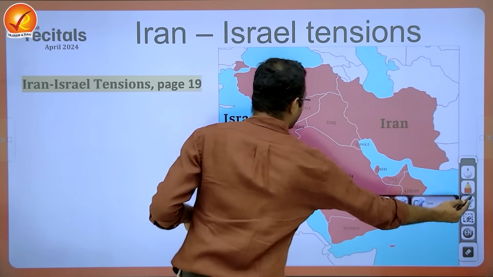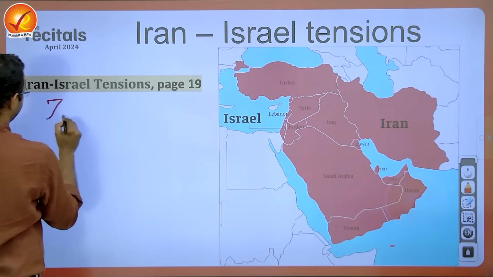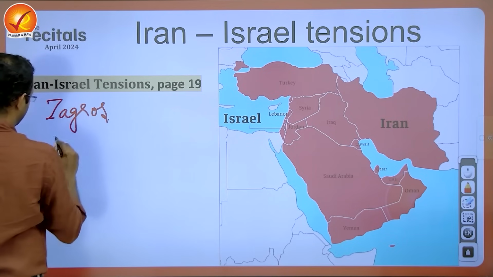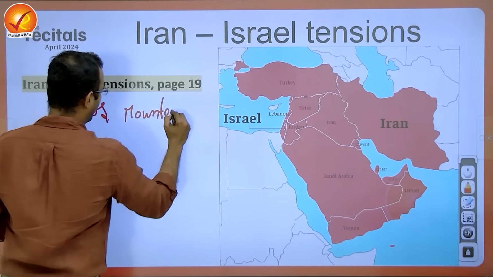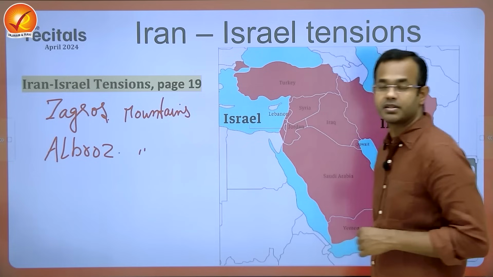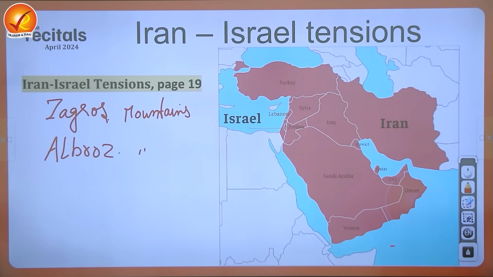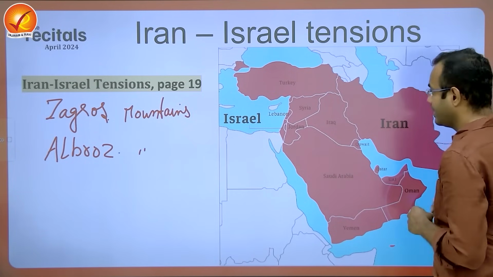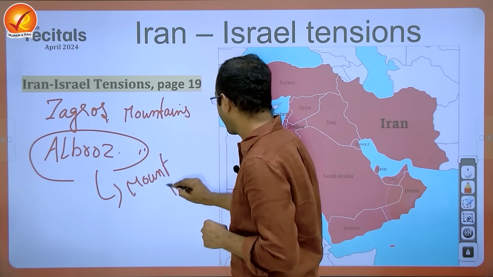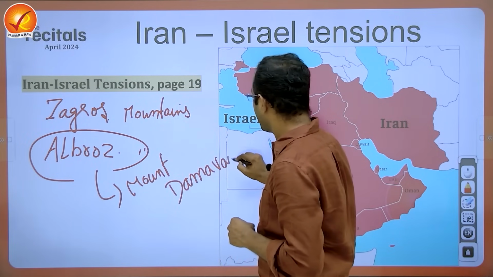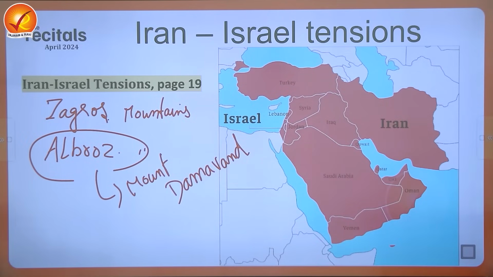The important geographical features in Iran: Zagros Mountains, Alborz Mountains. Two important geographical features. One is Zagros Mountains, another one is Alborz Mountains. In the Alborz Mountains, we do have Mount Damavand, which is the highest peak and also a volcano.